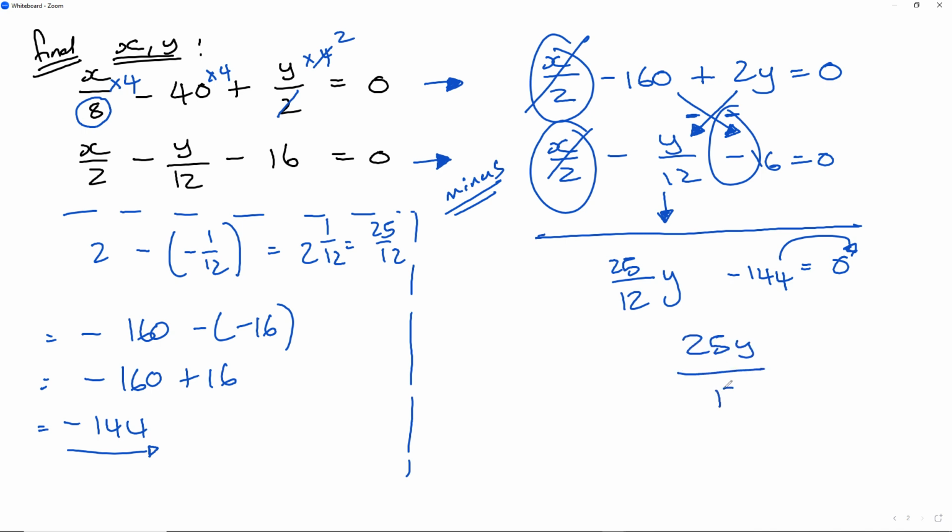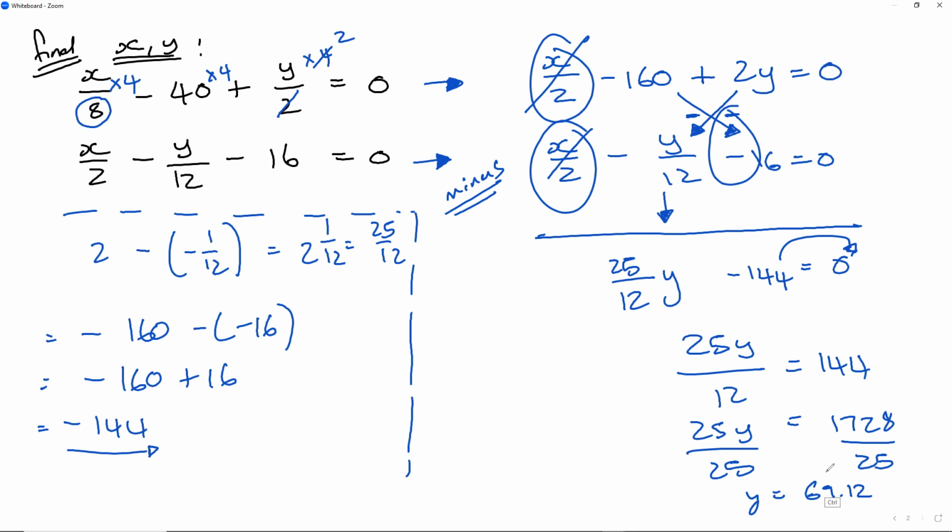So this is going to be 25y over 12 equals 144. So I'm going to multiply 144 by 12. 144 times 12 is equal to 1,728, which is equal to 25y. And I'm going to divide by 25 on both sides, which is going to become 69.12. So to 3 significant figures will be 69.1, and that would be my y value.